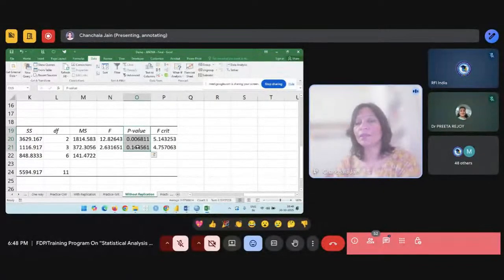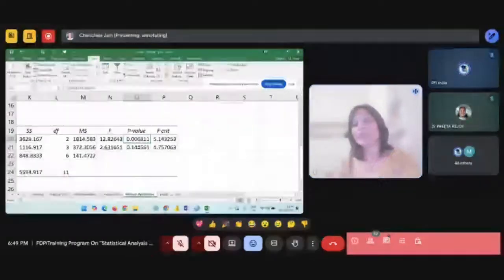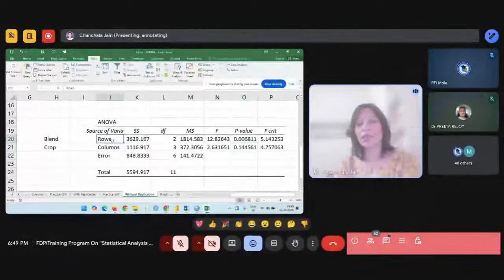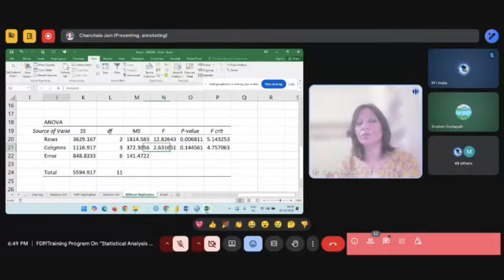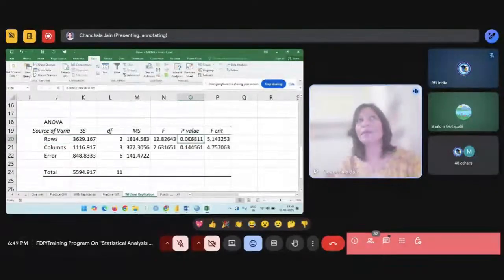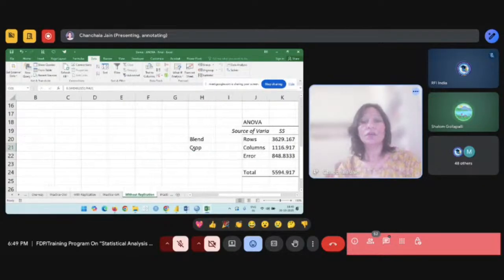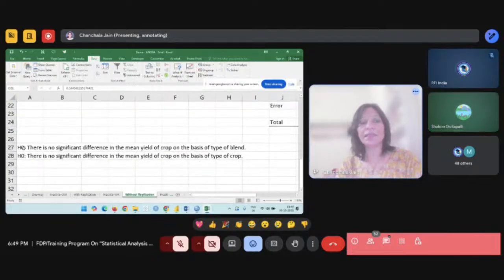So when you look at the P value, you can see the first P value is less than 0.05, but the second P value is greater than 0.05. So the first P value is for the rows and the second P value is for the columns. In the rows, there was the blend, and in the columns, there was the crop. So we can say that blend is making an impact on the mean yield of crop, but the type of crop is not making any impact on the yield of crop, right? Fine. So we can say we are rejecting the first hypothesis, but the second hypothesis we need to go with, right?